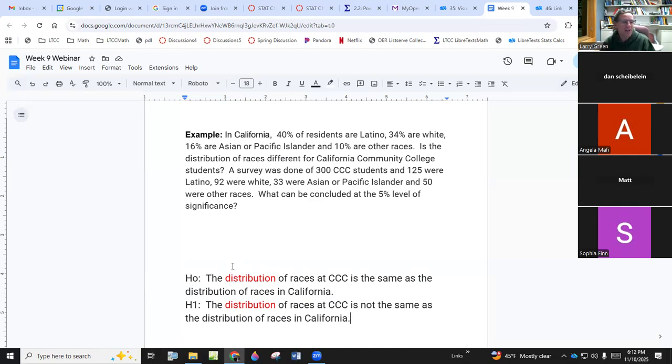Any questions on looking at the example and then deciding on H naught and H1? Notice there's no symbols here. It's all words other than H naught colon and H1 colon. Any questions?